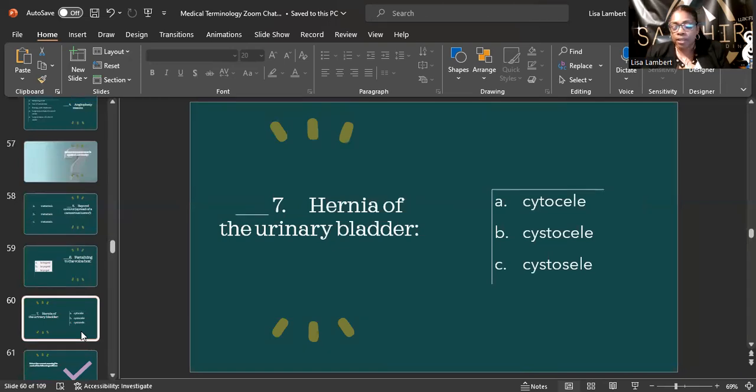Hernia of the urinary bladder, cystocele. You have to tell me which one's the right one. And those taking that CPC, you better make sure you choose the right one. I'm telling you, make sure you choose the right one. Tell me what you got, what you guys have on your mind.